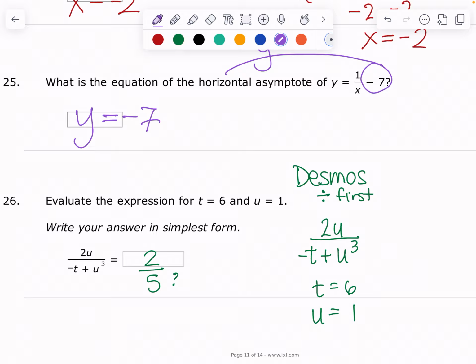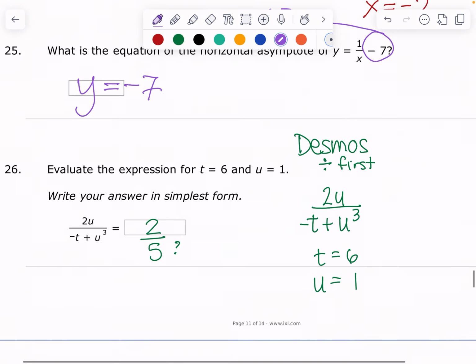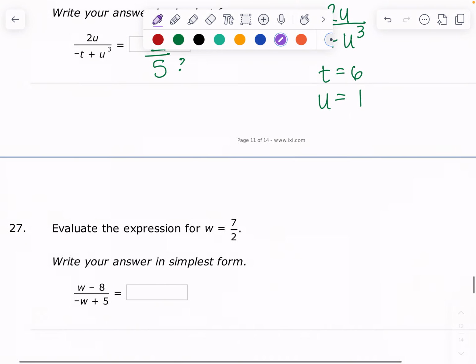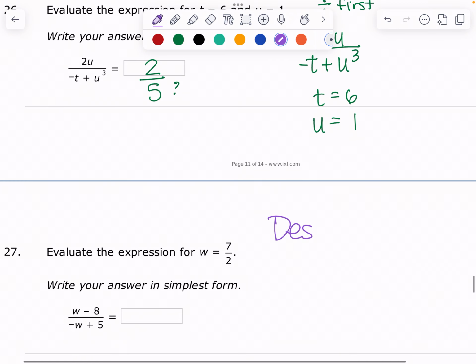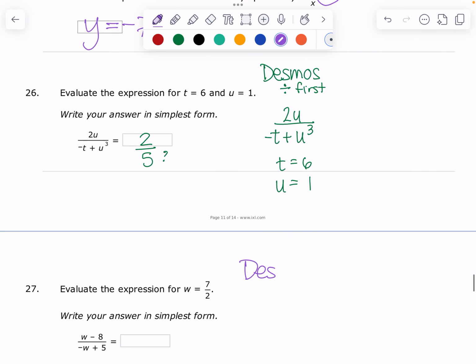Okay. And then the next one is basically the same thing in Desmos. I'll make it smaller, then you can see both of them. So we're going to do the divide first. And then we'd have w minus 8 over negative w plus 5 on the bottom. Next line down, w is equal to 7/2. And when you put that in, you get negative 3. So yeah, yep, it's good.